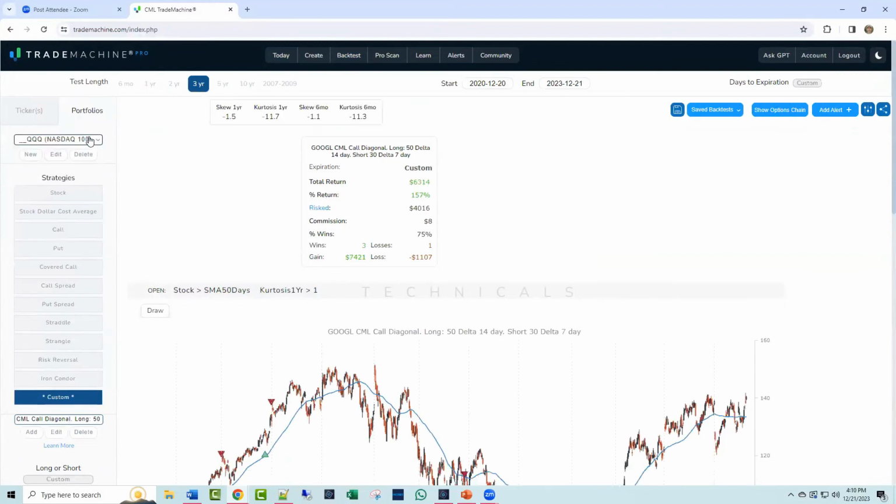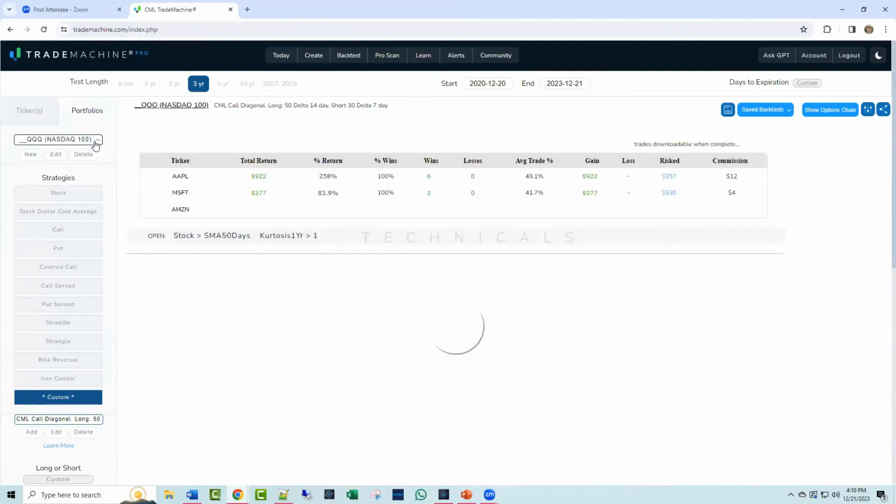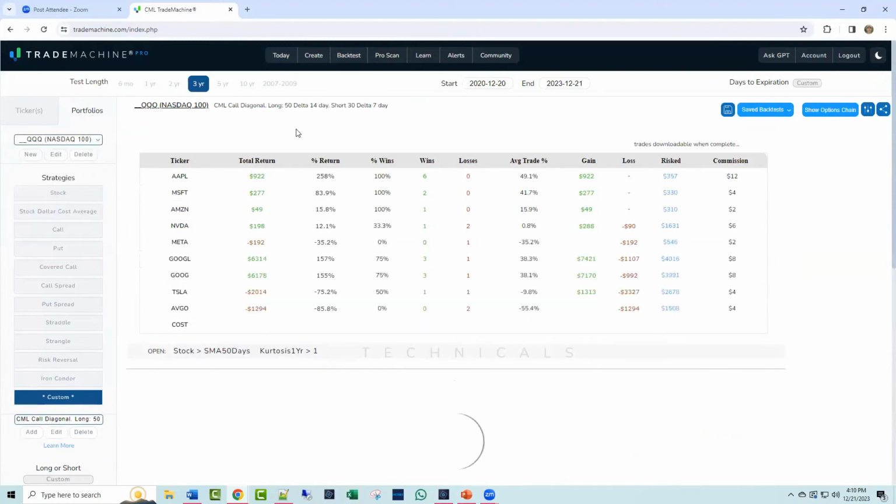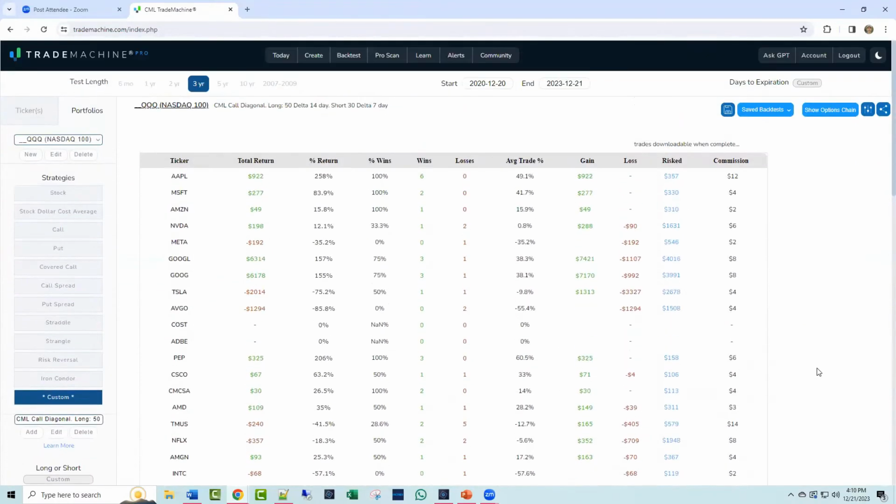So I'm going to go to portfolios and I'm going to start with the NASDAQ 100. Everyone has these portfolios in TradeMachine. Everyone. The NASDAQ 100 has 100 companies. So what we're going to do is see how this does in tech over 3 years. And then we'll also do it in 6 months. But I'm going to save the 3-year results. I'm going to take a little picture of it so we can compare it to the other sectors.